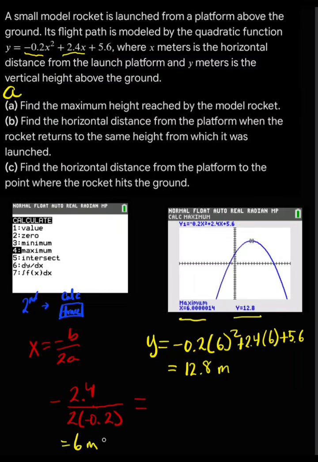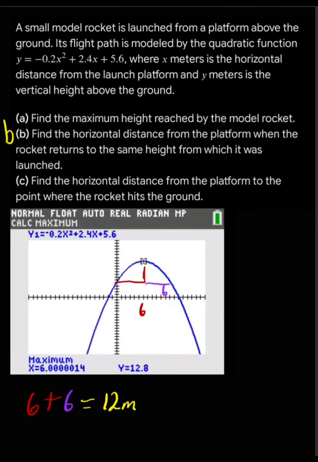So when x is equal to 6, we will have our maximum. Our maximum will then be 6 plugged into the formula to find out our y, which is going to be the vertical height. At 6, our vertical height is 12.8, which is what we get with our calculator.